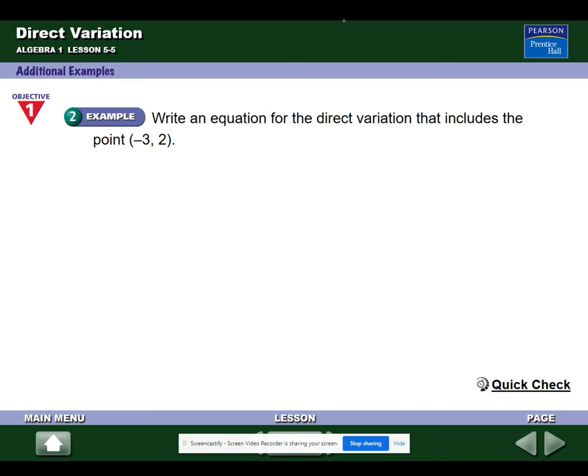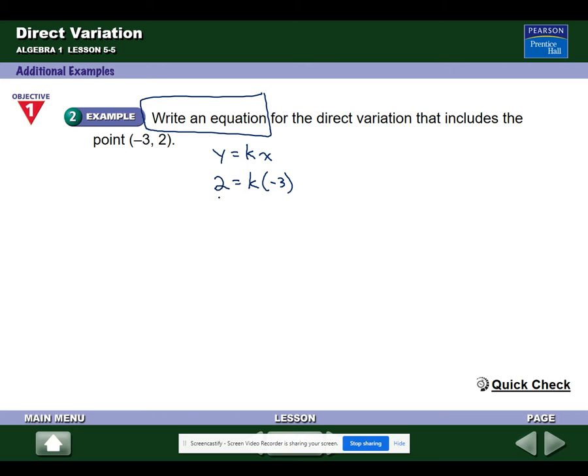Next one says write an equation for the direct variation that includes the point -3, 2. All right, now let's take a little moment on this one. Y equals kx. And the x value is -3, the y value is 2. We could plug things in. Again, this is worth no points right now. Okay, if you just do this and stop, that's nothing. We want to find the k value so that we can plug it back in for the equation. They said write an equation.